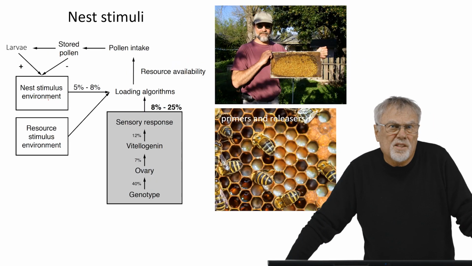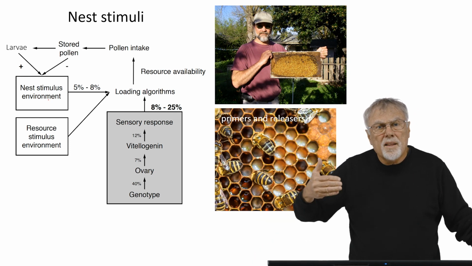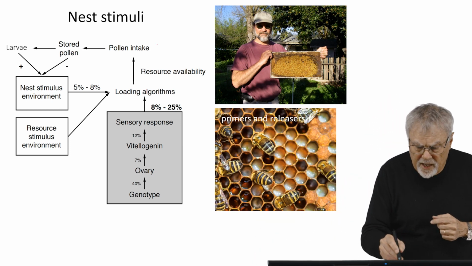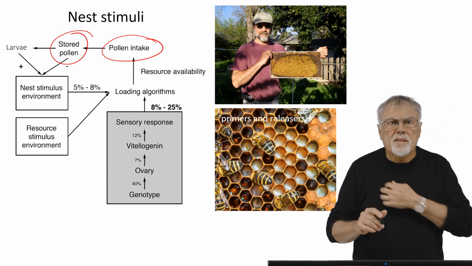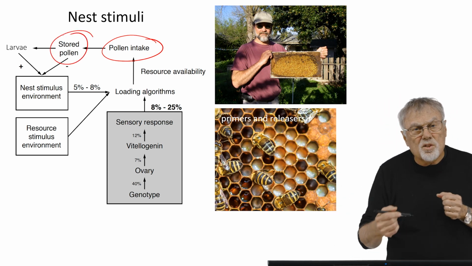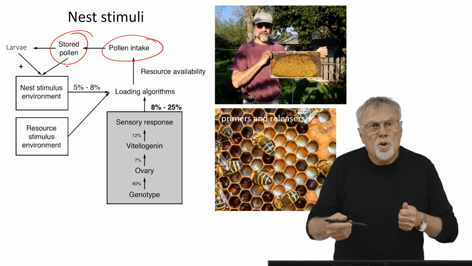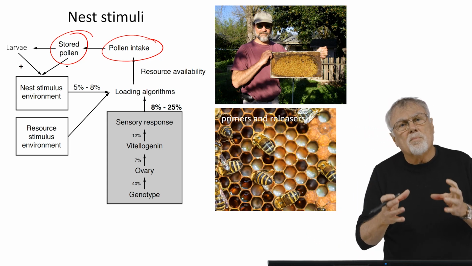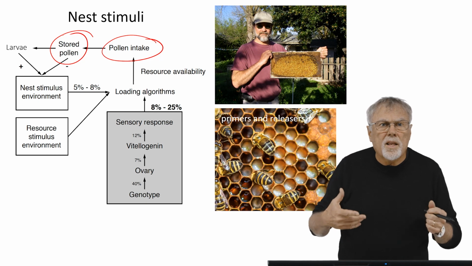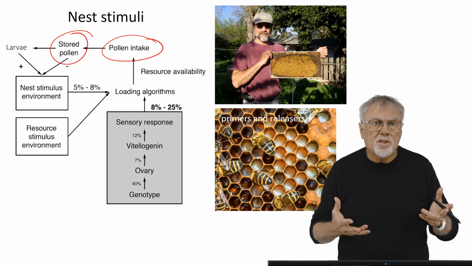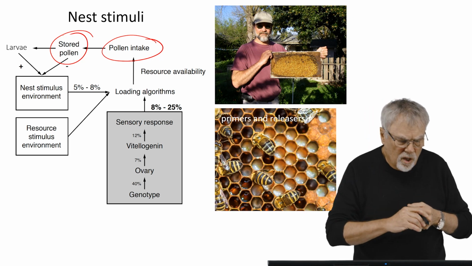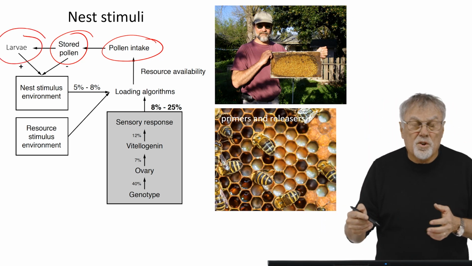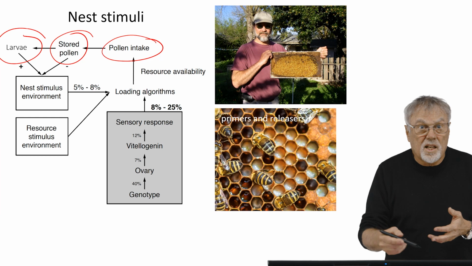Then there are the nest stimuli themselves. The pollen comes in, you have the intake of pollen. Pollen comes in and it gets stored. It's stored in the nest. The stored pollen then is consumed by nurse bees who take the proteins that are contained in the pollen and they convert it into proteinaceous glandular secretions in the head that they then feed to the larvae. So if there's pollen coming in, it's going to get fed to larvae.